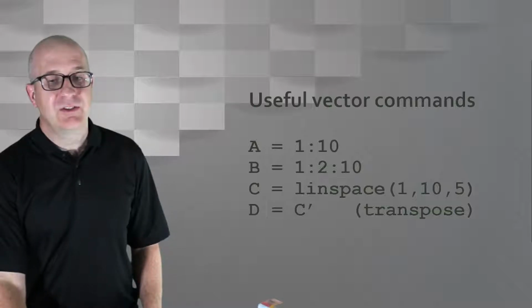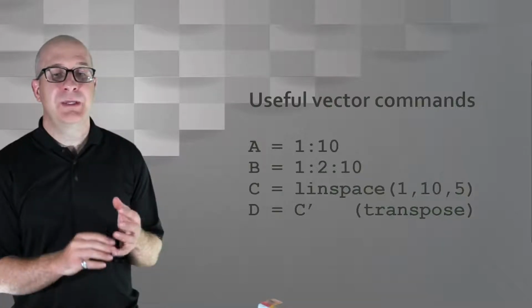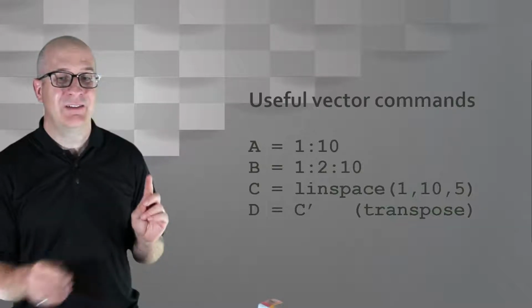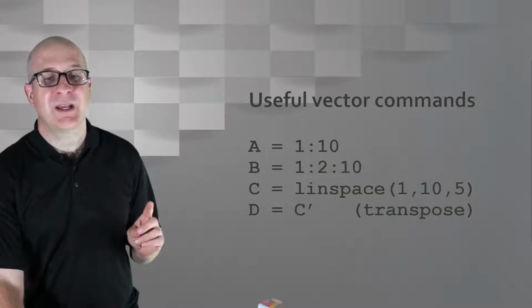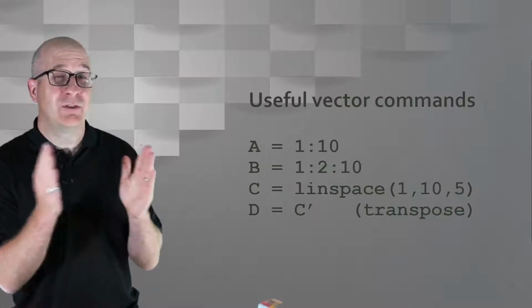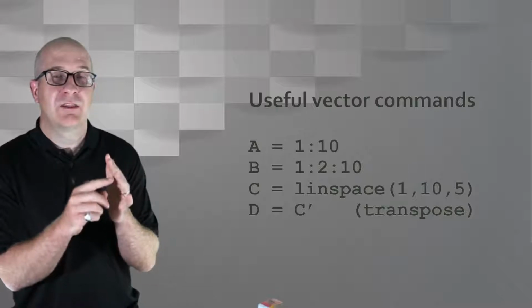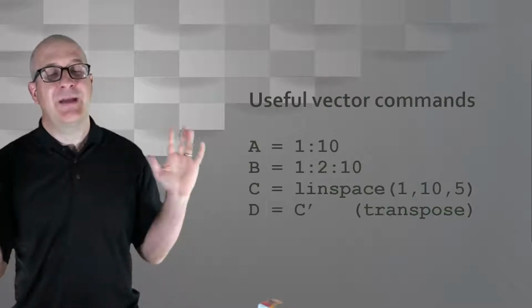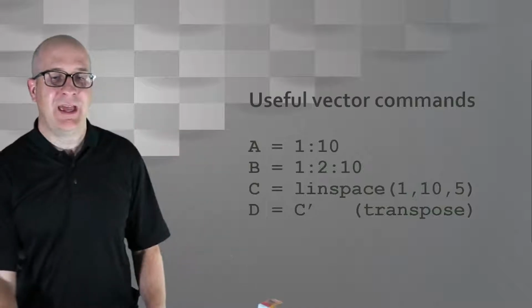The second useful command that we're going to look at is b equals 1:2:10. In this particular setting, we're going to start at 1. We're going to skip a value, or increment by 2. So we're going to get 1, 3, 5, 7, and 9. And we're going to end once we hit 10.